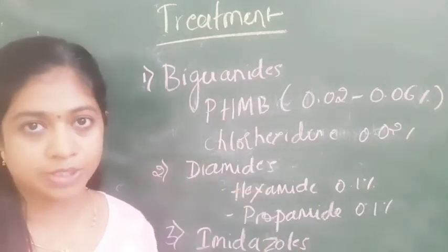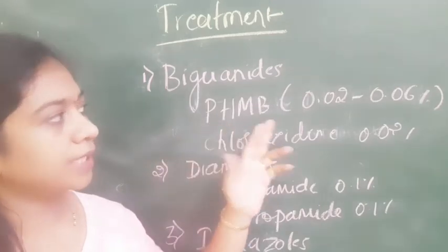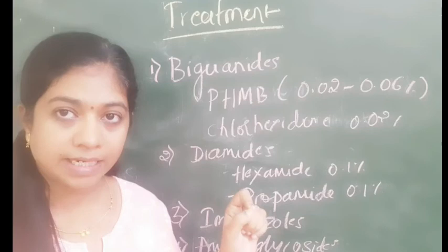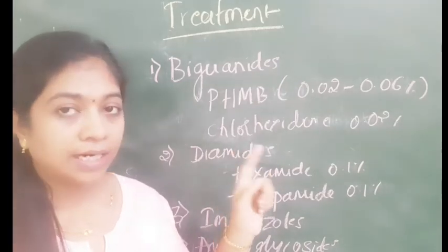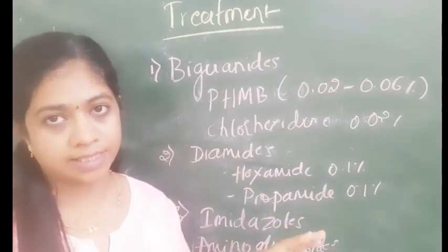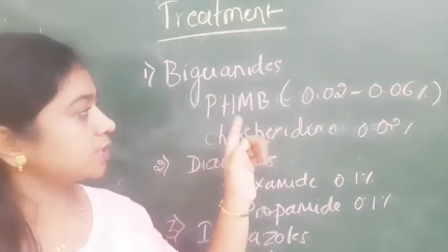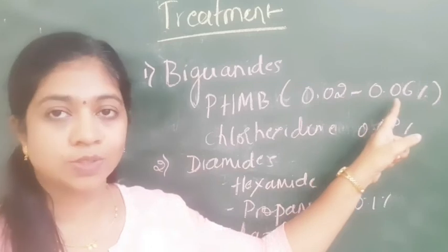So there is exacerbation of the disease with the other drugs. So PHMB can be used in this concentration. So how does this PHMB act? This will interact with the cytoplasmic membrane and lead to the leakage of the cellular contents, thereby destroying the organism. So that's how the PHMB acts. This is used in the concentration of 0.02 to 0.06%.